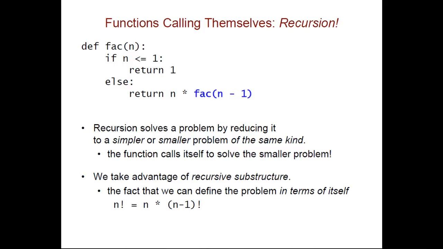And what we're doing here is taking advantage of the fact that the problem has what is sometimes called recursive substructure. We can define the problem in terms of itself. So mathematically, the factorial of n is n times the factorial of n minus 1. And that's why we're able to use recursion to solve it.